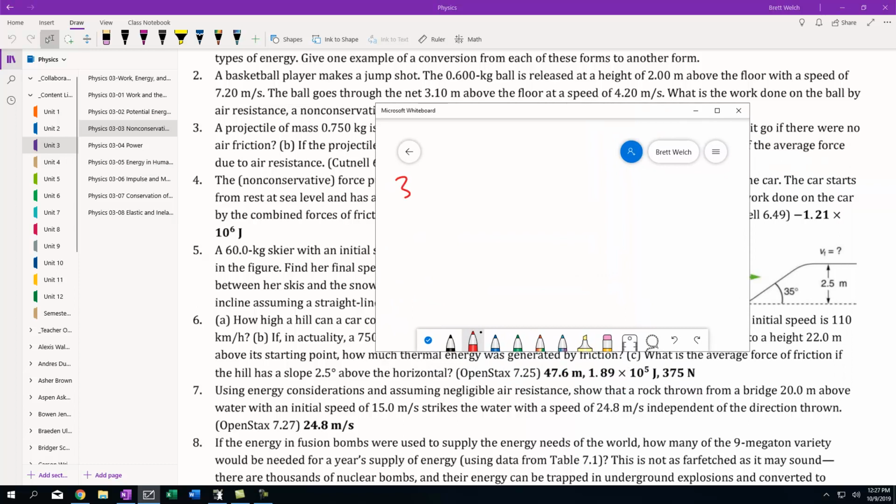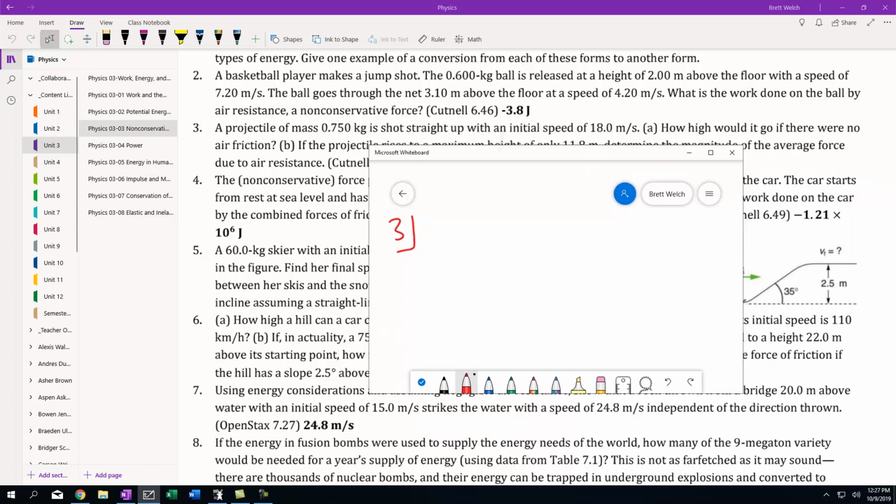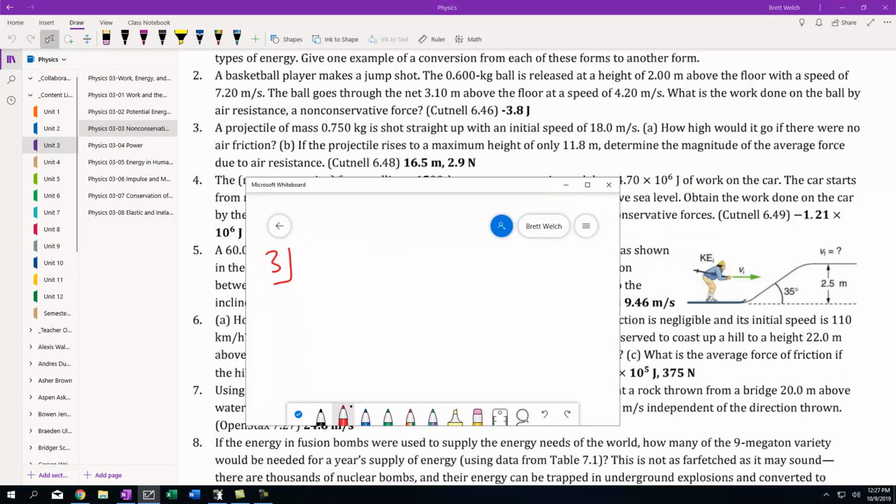On question number 3, we're given that the projectile has a mass of, sorry, not 3, I want to do 4 and 5, or 5 and, 4 and 5. Jeez, Mr. Welch, get it right. All right, let's look again.